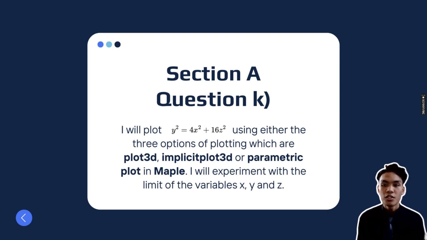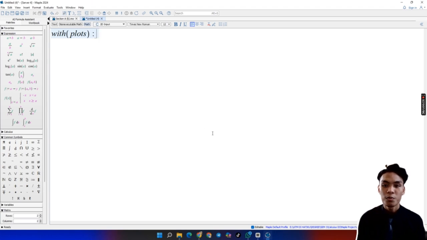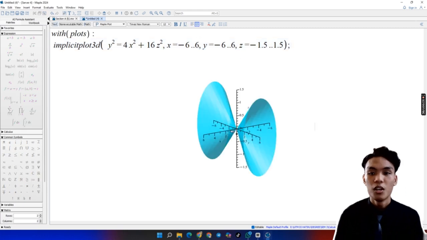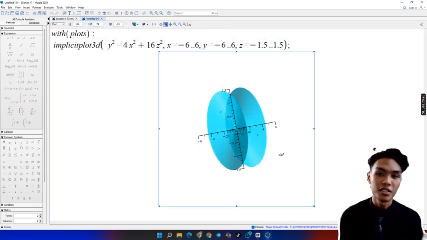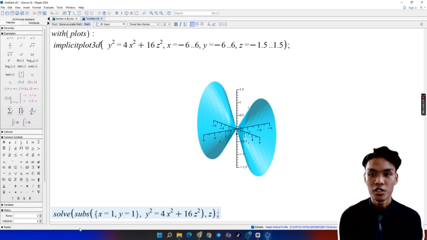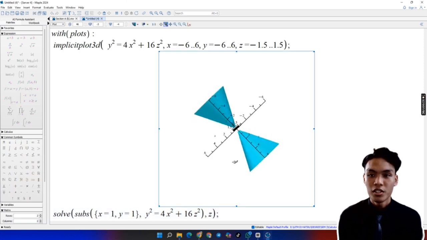Next, I choose question K, which is to plot y squared equals 4x squared plus 16z squared, and play with the variable limits. Now, we'll use with(plots) as usual, and by using implicitplot3d, we insert the equation y squared equals 4x squared plus 16z squared. We will get the elliptic cone surface. So let's play with the limits of the variable. If x equals 1 and y equals 1, we can see that the point is already outside of the elliptic cone. Therefore, we will get the solution in imaginary number.